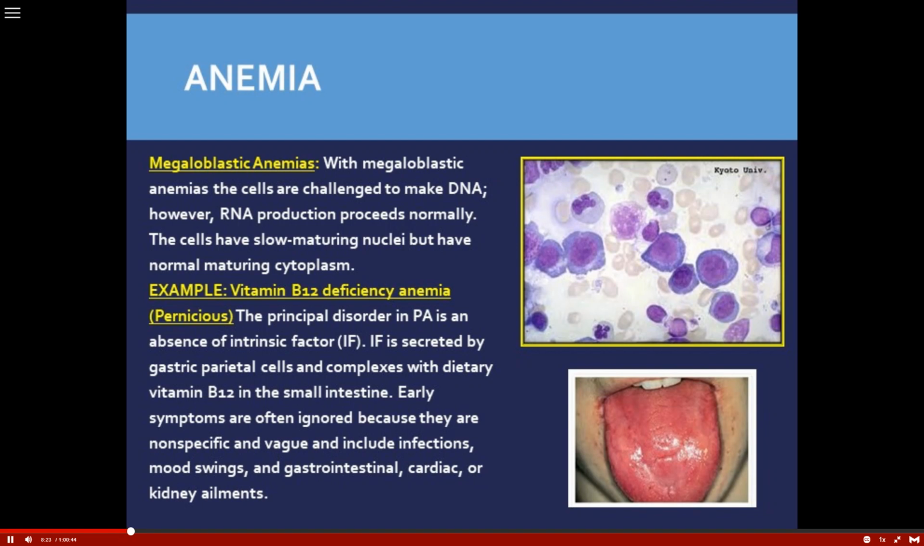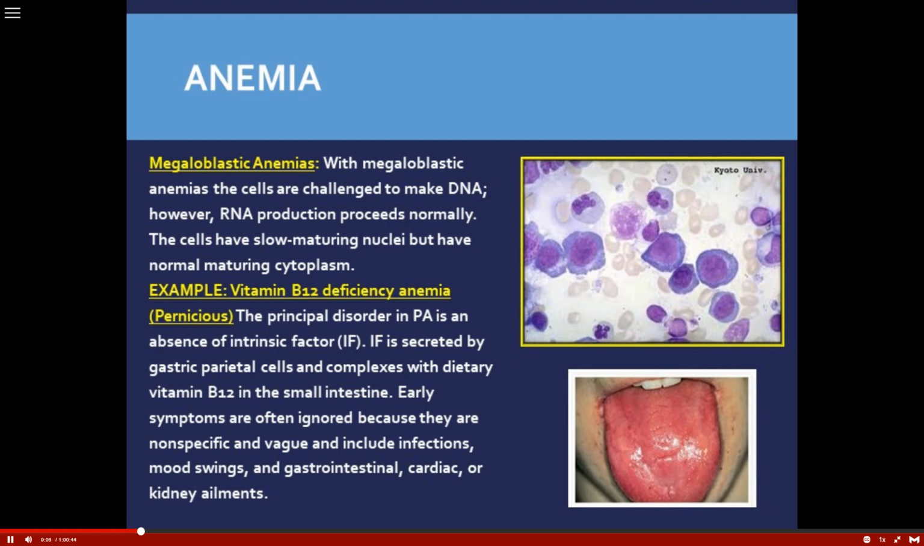But the principal disorder in PA, pernicious anemia, is an absence of that intrinsic factor. Intrinsic factor is secreted by the gastric parietal cells, and it actually makes a little complex with that vitamin B12, and that's what allows that B12 to actually be absorbed by the intestines. So without the intrinsic factor, the body does not have that B12, which is so important in the production of those RBCs. So what ends up happening, of course, is that megaloblastic appearance of the RBC.